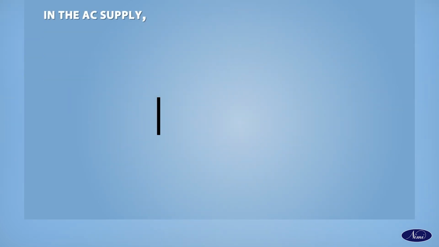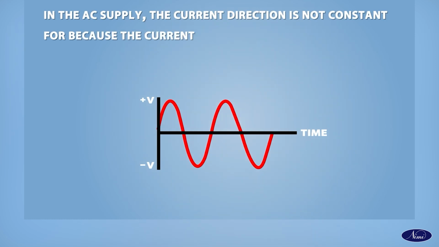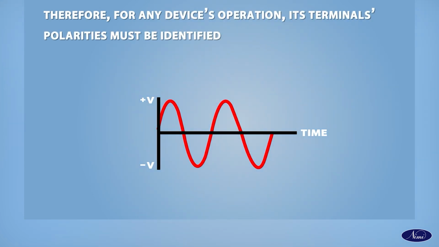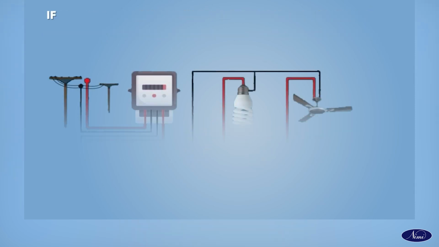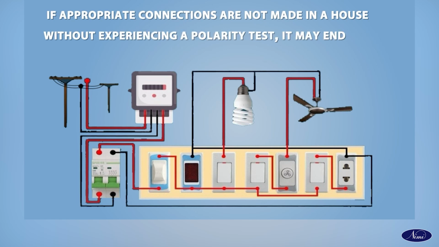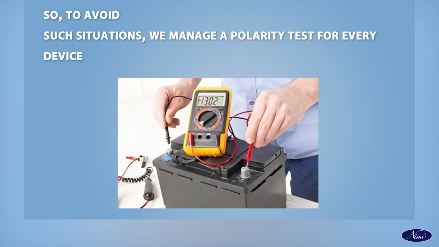In the AC supply, the current direction is not constant because the current direction is reversed for every cycle. Therefore, for any device's operation, its terminals' polarities must be identified for proper connections. If appropriate connections are not made in a house without performing a polarity test, it may end in a short circuit. So, to avoid such situations, we conduct a polarity test for every device prior to its operation.